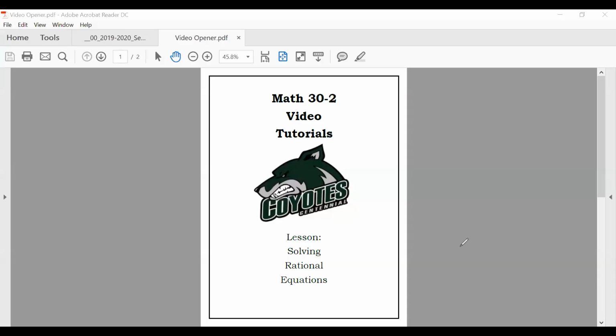Hey everybody, welcome back to the second last lesson in this unit, solving rational equations. Up until this point, we've been working with expressions. Now, with equations, we can finally answer math's greatest question: what is x? This should be a little bit easier than the last lesson.